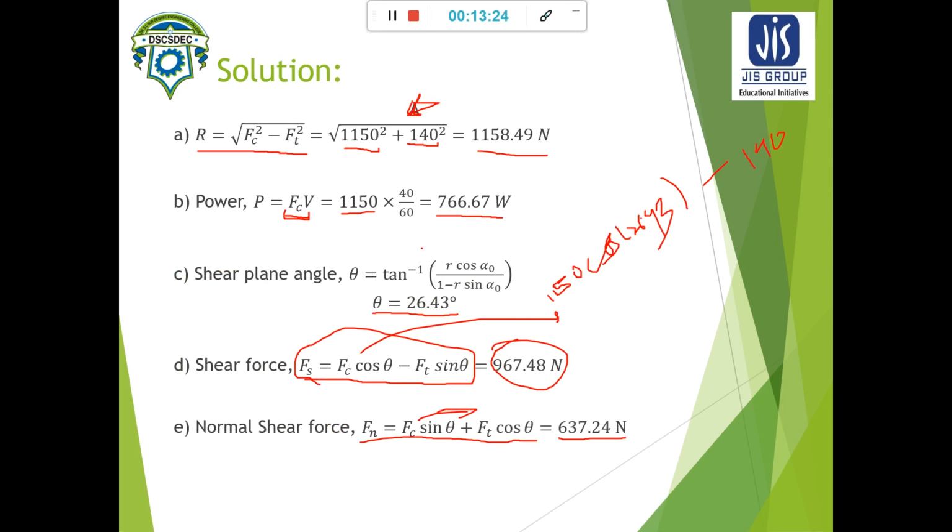Now in case we need to find out F and N, then what do we need to do? F is equal to Fc sin alpha0 plus Ft cos alpha0, and N is equal to Fc cos alpha0 minus Ft sin alpha0. So these two formulas will be needed, and for mu, F by N is the value of mu.